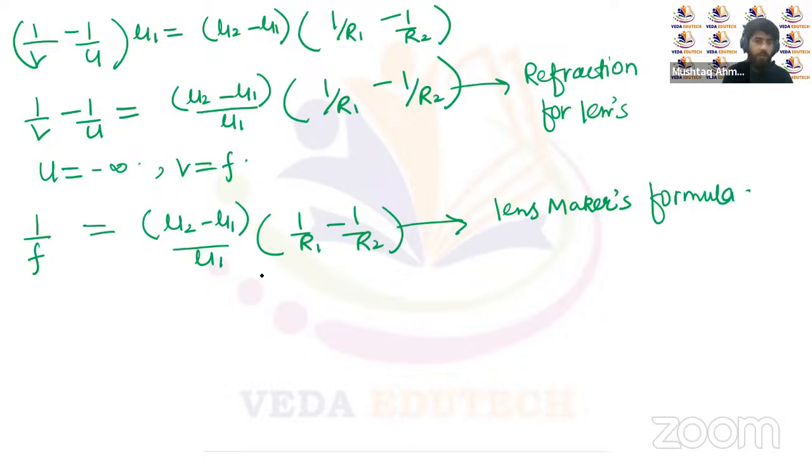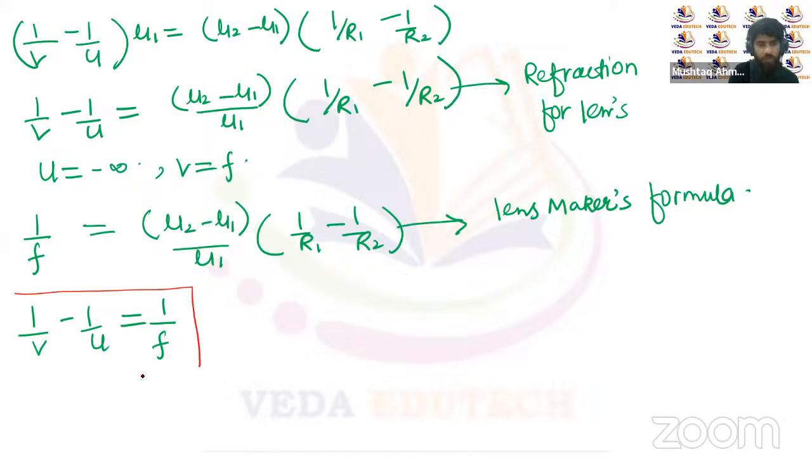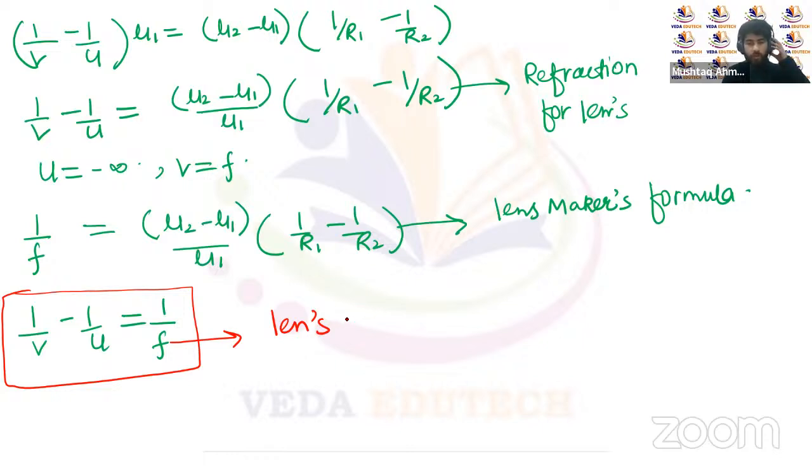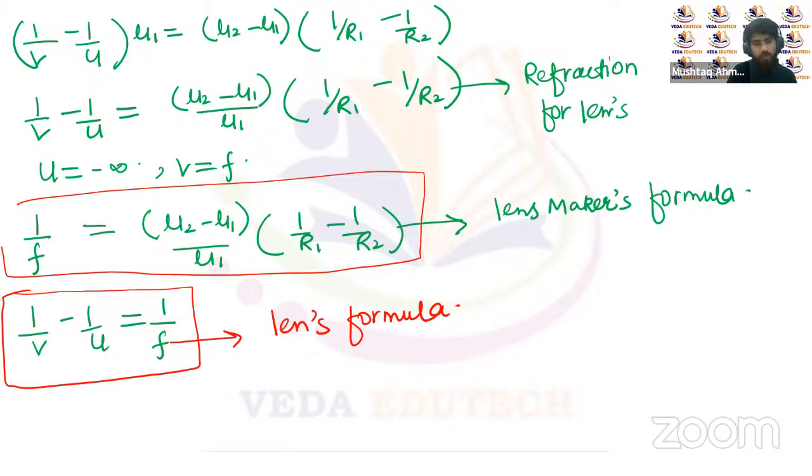With the help of this equation, we can calculate the focal length of a lens. If this is 1 upon f, then we can write 1 upon v minus 1 upon u equal to 1 upon f. This is the lens formula. So from the same equation, we developed both formulas: one is the lens formula, another is the lens maker's formula to calculate the focal length of a lens. Both these equations are important to calculate different parameters of a lens.